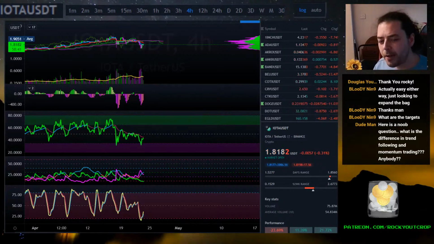Did I oversimplify anything there? Or did I go a little bit too esoteric on it for you? Let me know if that was good. Here's a noob question. What's the difference in trend following and momentum trading?